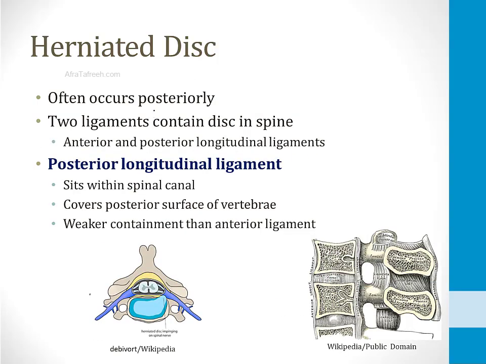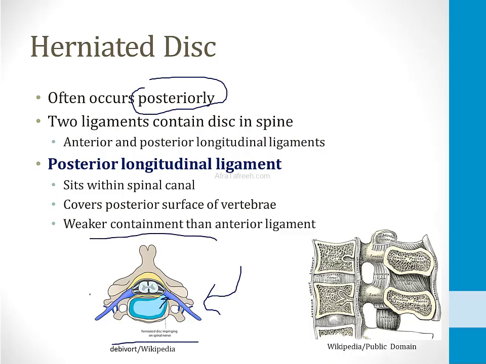Herniation of an intervertebral disc often occurs posteriorly. If you look at this drawing on the bottom left side of the screen here, this is the front of the body and this is the back, and the disc is drawn herniating towards the back, and that's the way it commonly happens in reality. The reason for this is because there is a ligament called the posterior longitudinal ligament that is relatively weak and often leads to posterior herniation.